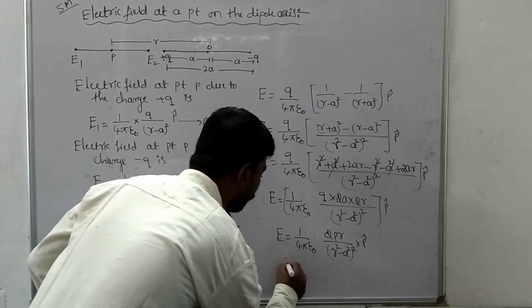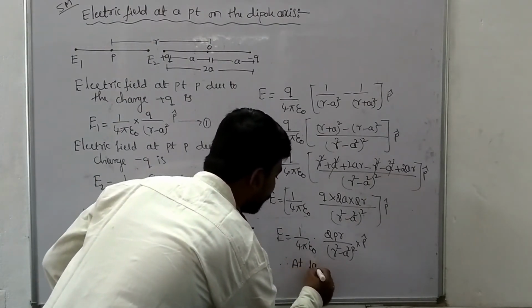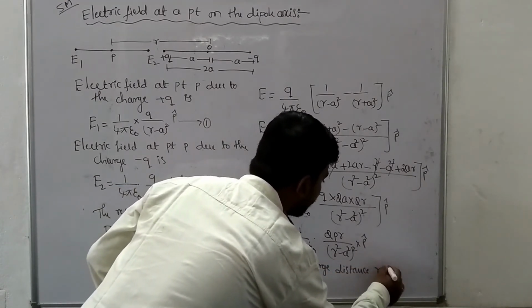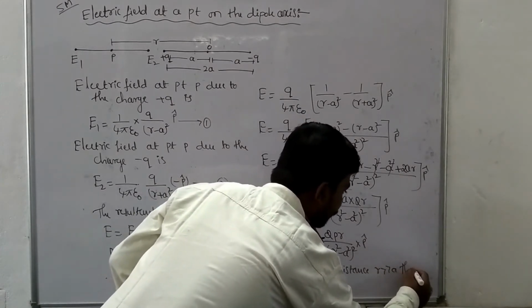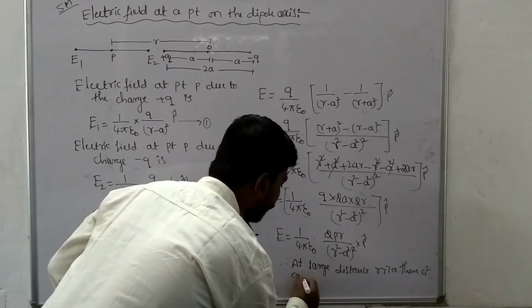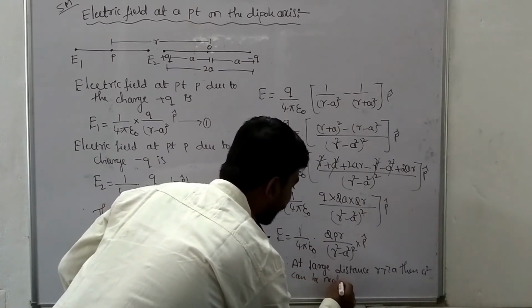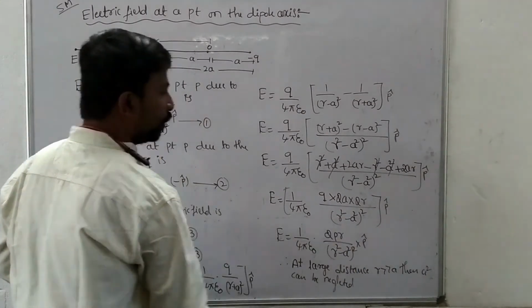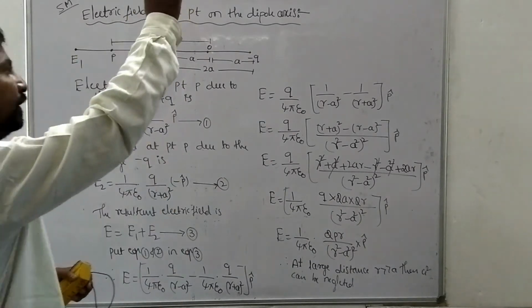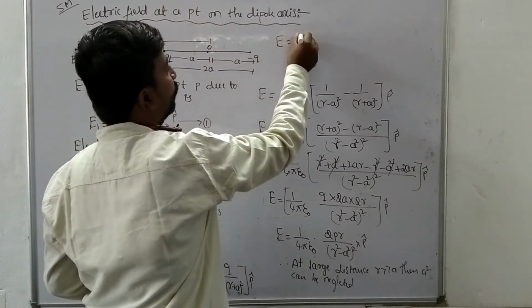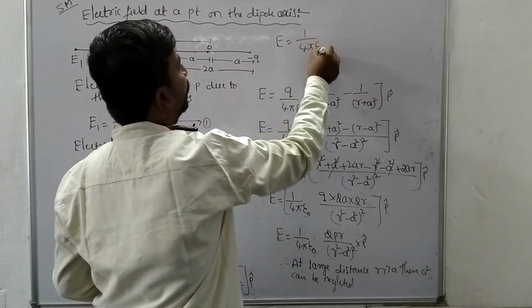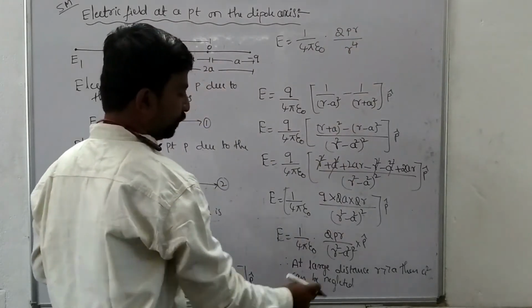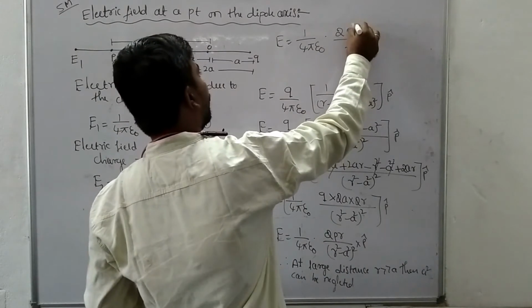From this figure, at a large distance R is much greater than A, so A square can be neglected. If we neglect A square, what remains is R square whole square. So finally E is equal to 1 by 4 pi epsilon naught into 2PR divided by R to the power of 4. So 1R and 1R cancel.